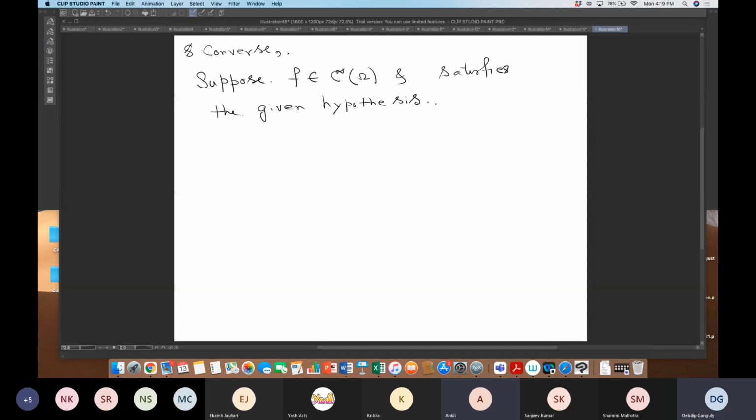But not every infinitely differentiable function can be written as a power series, like e to the power minus 1 by x squared. The converse is not true, we have proved that. Every C infinity function is not a power series, not real analytic, right?